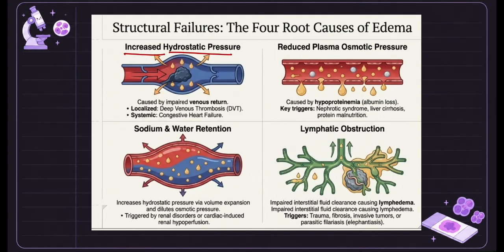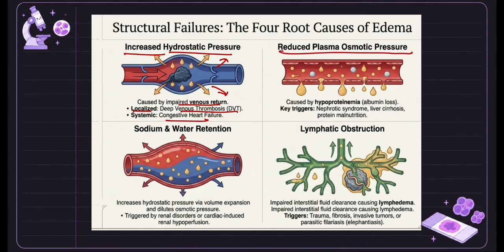This simply means there's too much push. It's usually caused by impaired venous return. A localized block, like a deep vein thrombosis, causes localized edema. A widespread issue, like congestive heart failure, causes systemic, widespread edema.